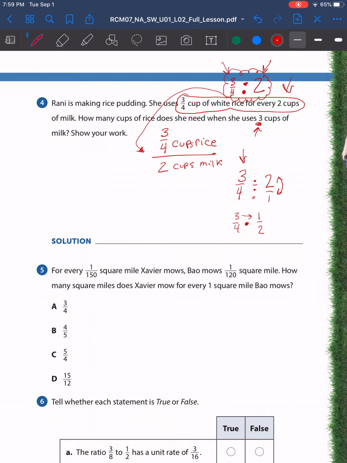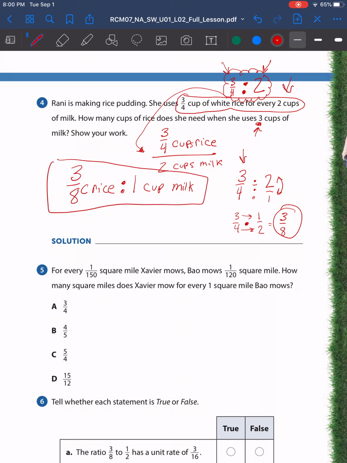Multiply straight across. 3 times 1 is 3. 4 times 2 is 8. Okay, I got a fraction, 3/8. But what does that mean? What that means is now I have a unit rate. So what we're trying to say here is for every 3/8 cup of rice, we will be using only 1 cup of milk. Now do you see how this looks like a unit rate? Because we have the 1 of something.